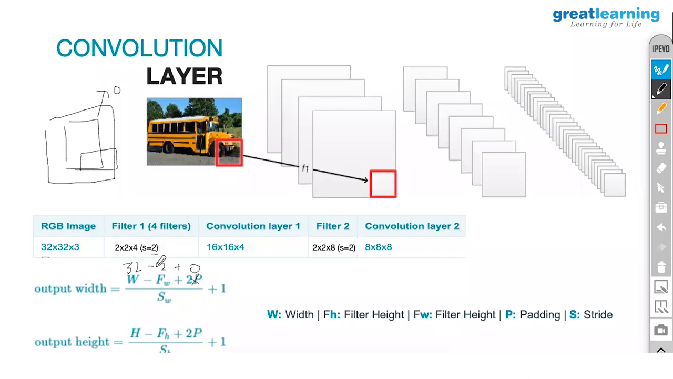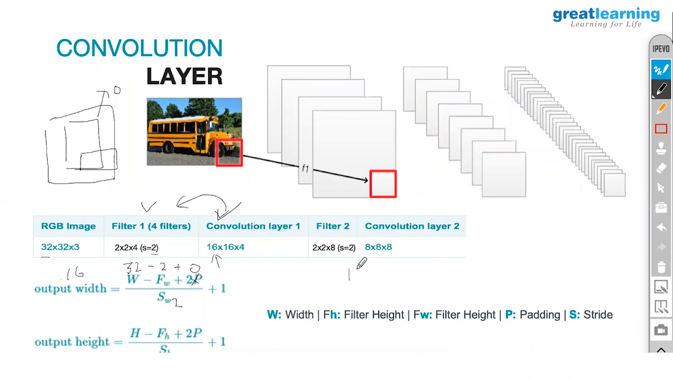Divided by stride. What is my stride? Stride is equal to 2. If you compute this, 32 minus 2 is 30, 30 by 2 is 15, 15 plus 1 is 16. This is how I got my convolution layer. Now, what I did was I froze this and I got this. What if you freeze this and you can get this? How? It's very simple. You say 16 over here and don't put anything here.